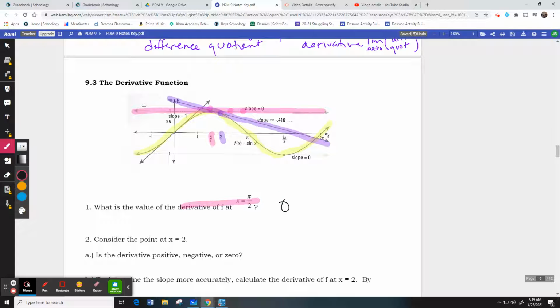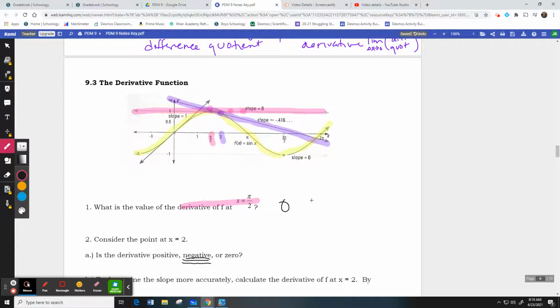And it says consider the point at x equals 2. So here's 2, 1 up. Here's my tangent line. And first it asks, is the derivative positive, negative, or 0? Because the tangent line is decreasing, that means the slope of that line would be negative.